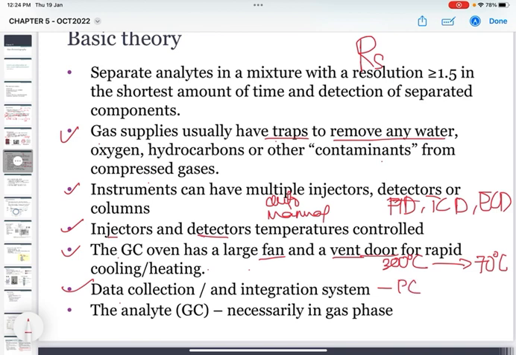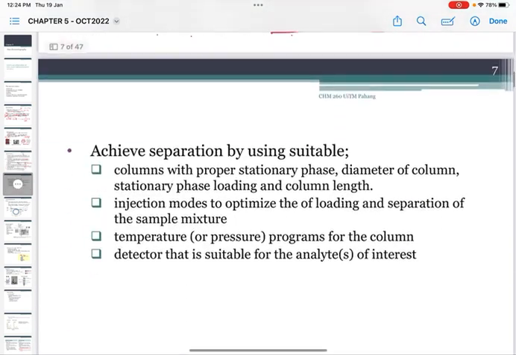The analyte in gas chromatography must necessarily be in the gas phase. Our sample, when it enters the instrument, must be in the gas phase. So that's why we need to have an oven. Okay, so that is the basic theory.